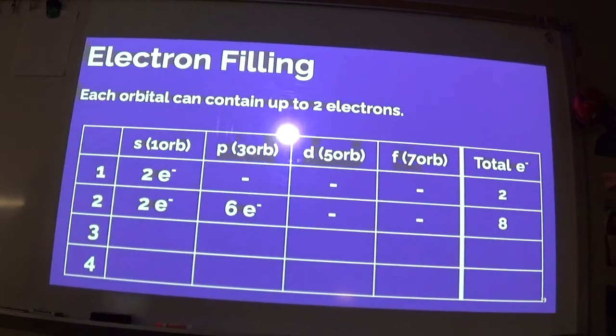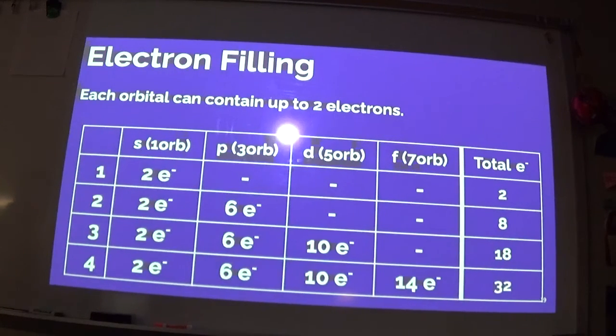How many electrons can I put on the third energy level? 18. Sounds right to me. I have 2 electrons in my S subshell, 6 in the P, 10 in the D subshell. There's no such thing as a 3F, so that's 18. And then we already discussed you can have up to 32 electrons on the fourth energy level. And then it goes on from there.